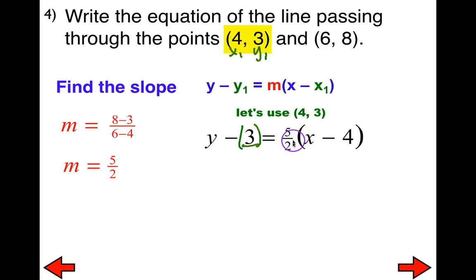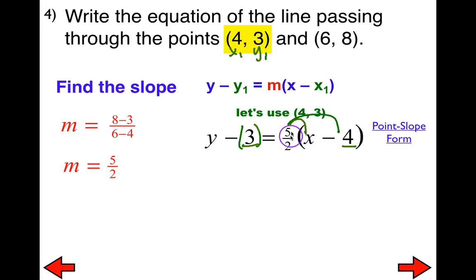Slope is going to be replaced with 5/2, and x sub 1 is going to be replaced with a 4. So at this point, I don't really have to distribute any negatives because everything looks fine. Now all I would have to do is first recognize that this is my point slope form, and then I'm just going to have to distribute.